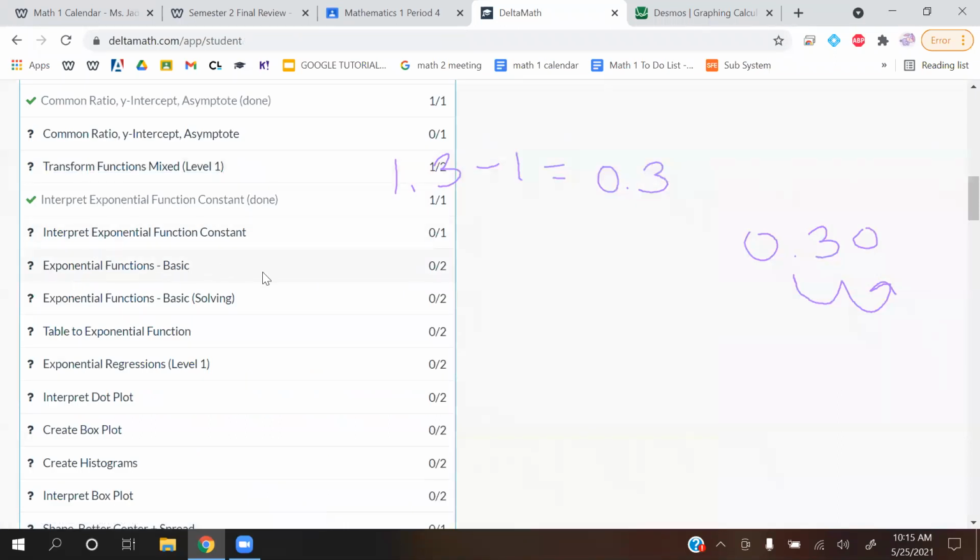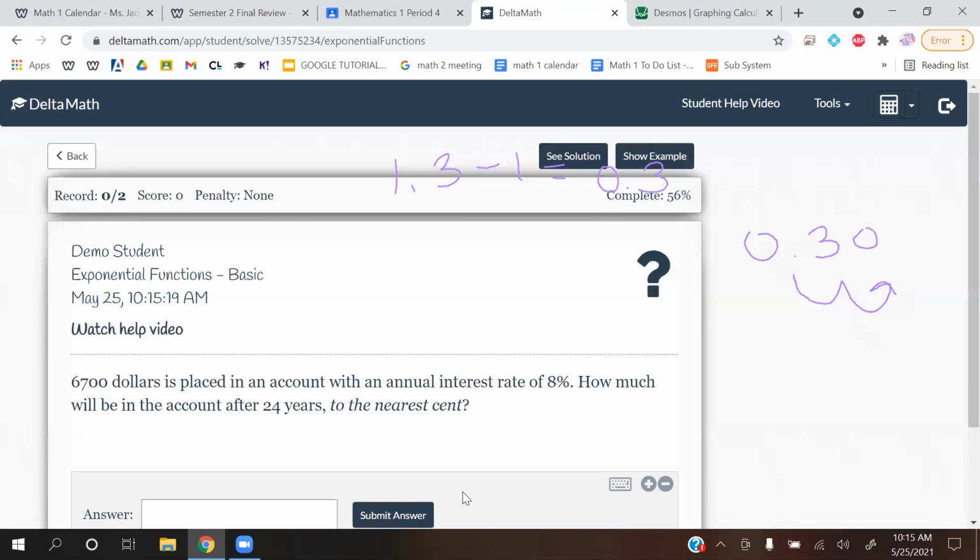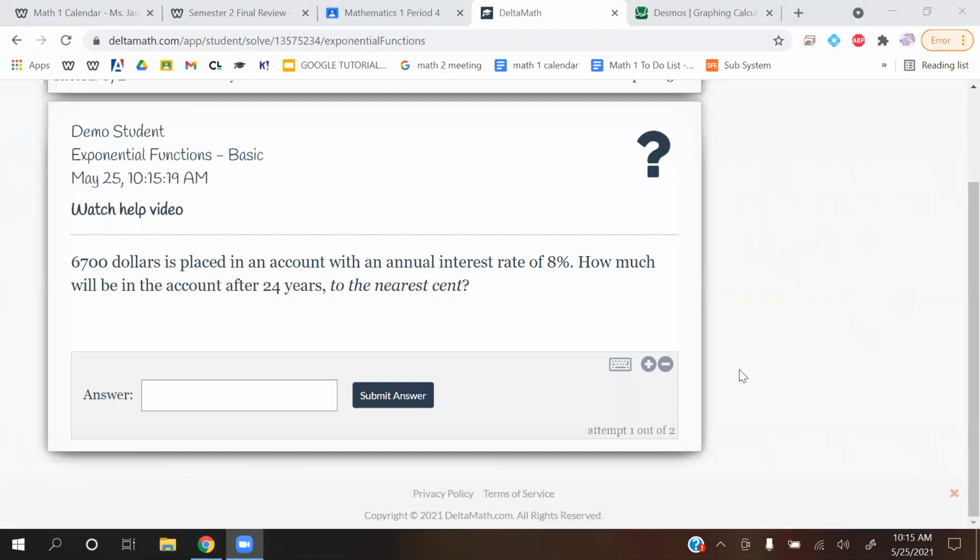Okay, and then let's do exponential functions basic. Let me clear my annotations because they're bothering me. All right. $6,700 is placed in an account with an annual interest rate of 8%. How much will be in the account after 24 years to nearest cent?